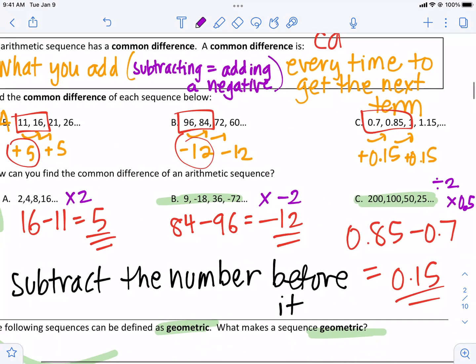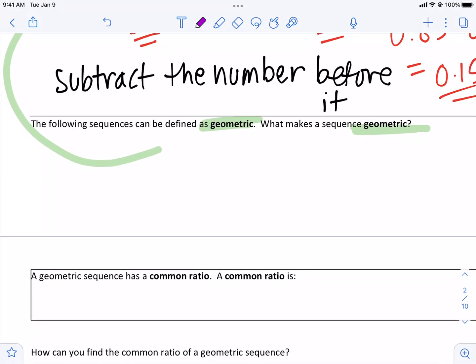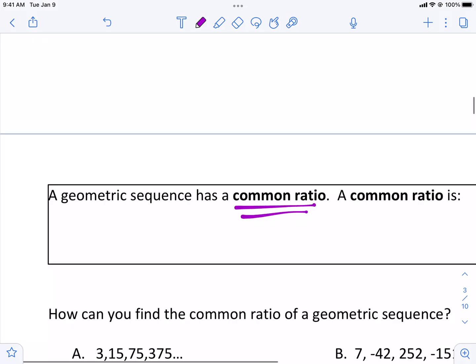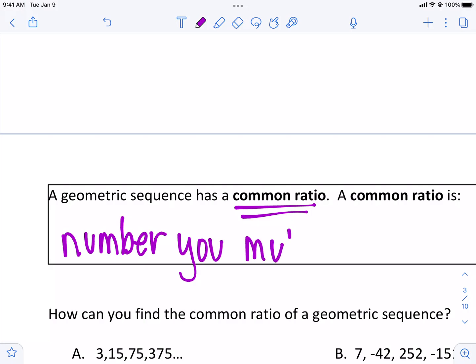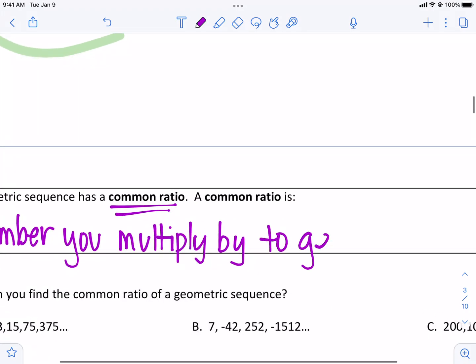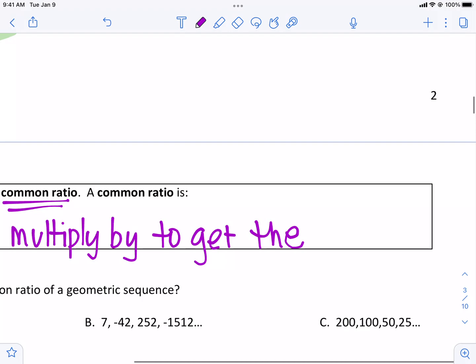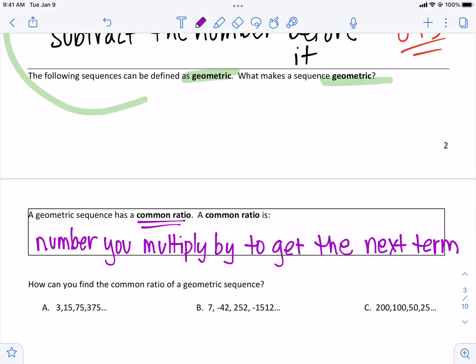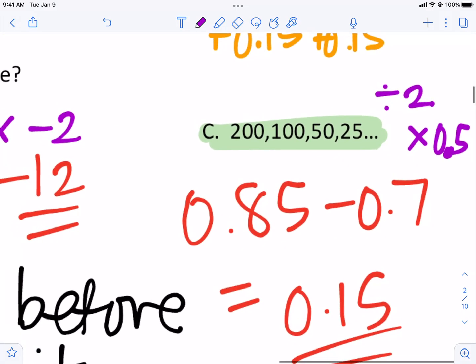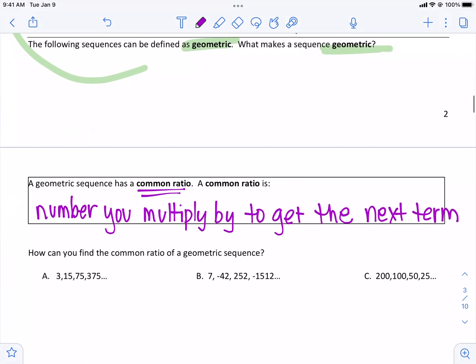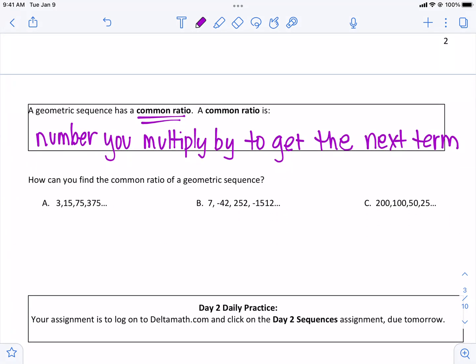But a geometric sequence is something that has a common ratio. And a common ratio is a number you multiply by to get the next term. All right, so this number you multiply by to get to the next term. And so again, in this sequence C right here, we can divide by 2, but that's the same as multiplying by 0.5. So when we talk about a common ratio, it's what you multiply by to get to the next term. Okay, how can you find the common ratio of a geometric sequence?